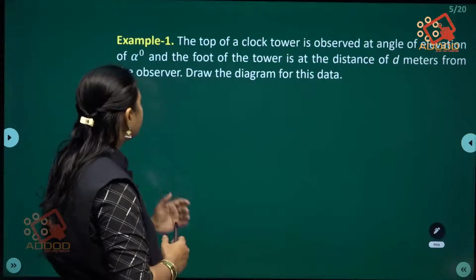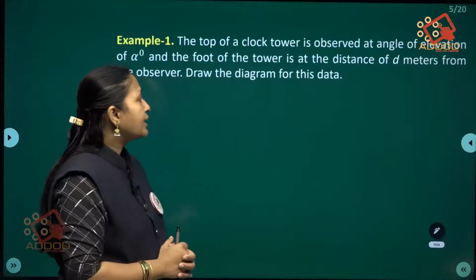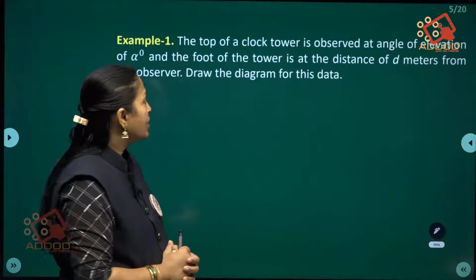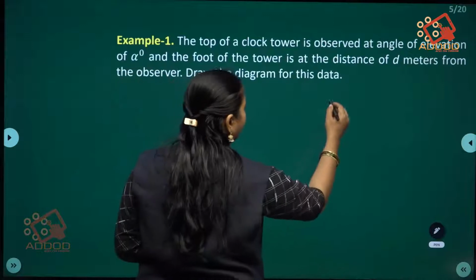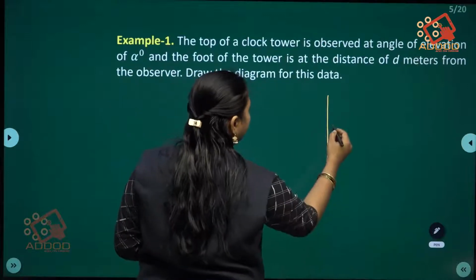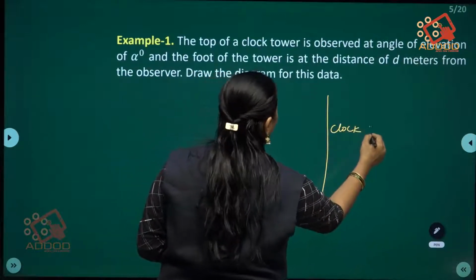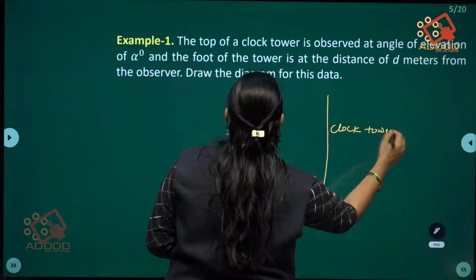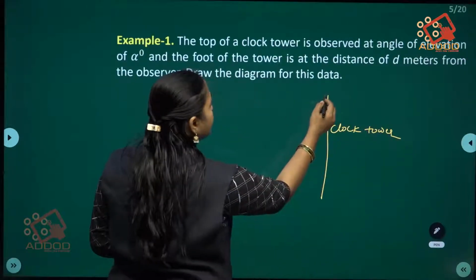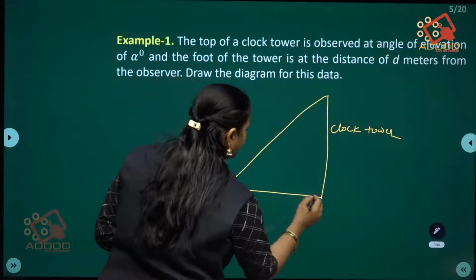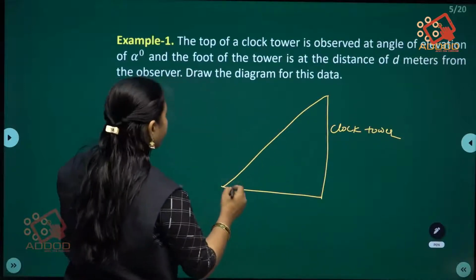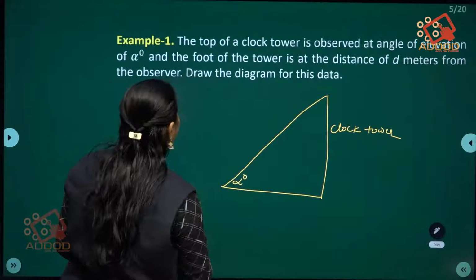From the observer, draw the figure diagram for this data. So given the top of the clock tower, let's take a clock tower. This is the clock tower. The top of the clock tower is observed at an angle of elevation. Now this angle of elevation is given as alpha degrees.